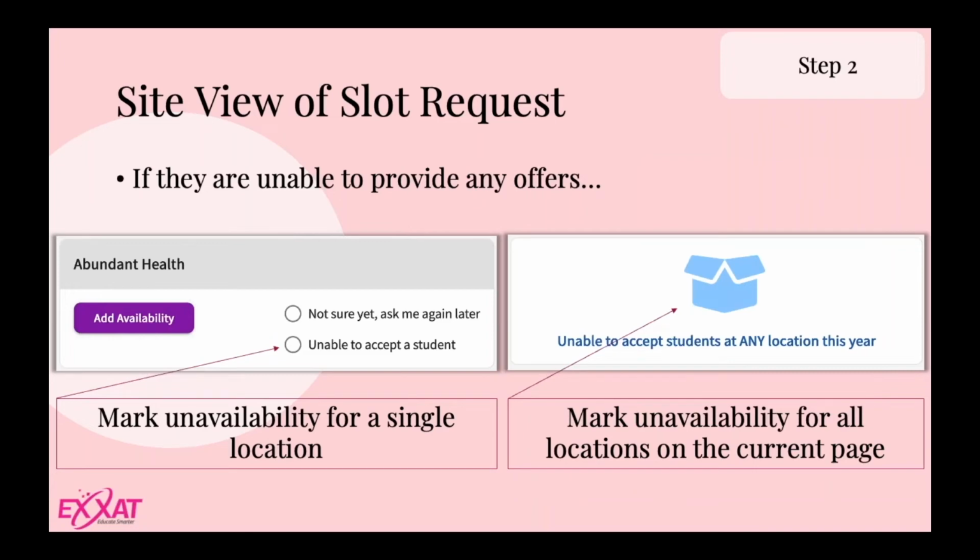then. They could also say unable to accept the student. They could mark it for one particular clinical site, and that's what they've done here. And if they're doing it for all of them, they would just have to do this. And again, it's everything on that page. It's not everything that belongs to them. So again, they'll have to click that, and it will mark all the sites on that particular page to not receive, meaning they can't take any students.